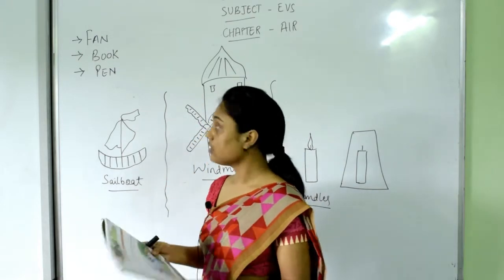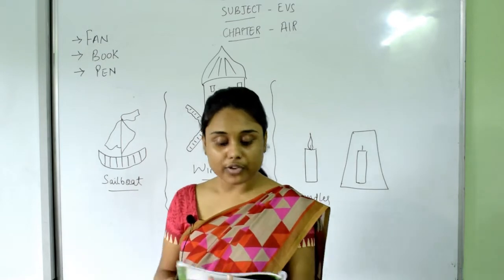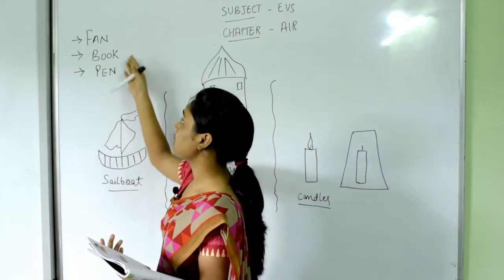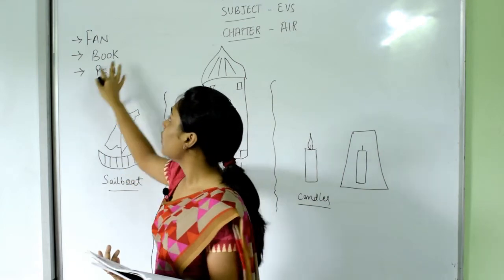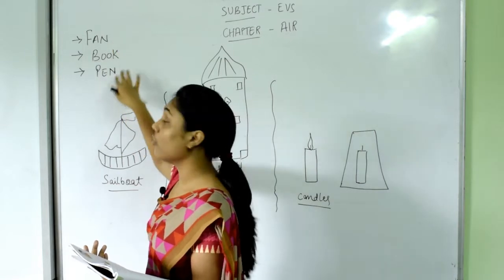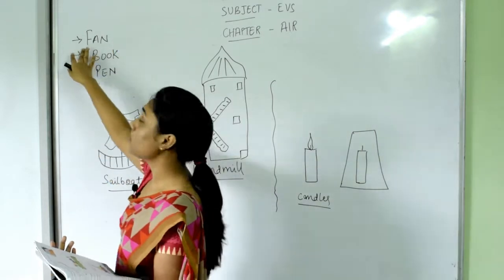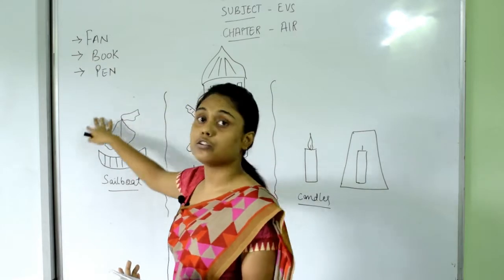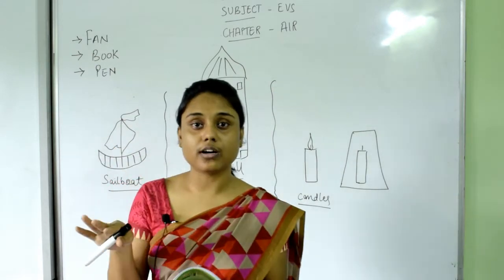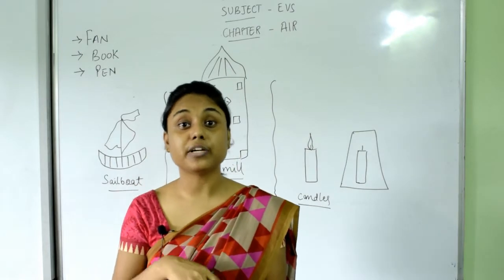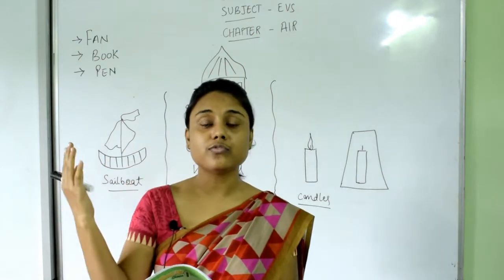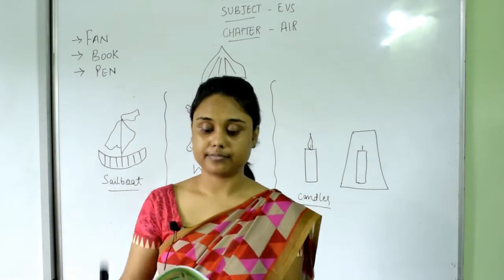Now, students, there is a question: which of these things make you feel air? Fan, book, pen. Fan, yes. Book or pen, no. From a fan you get air, but from a book and pen you do not get air, okay? So, air has no color, therefore we cannot see air, but we can feel the air. And when air moves, it is called wind.